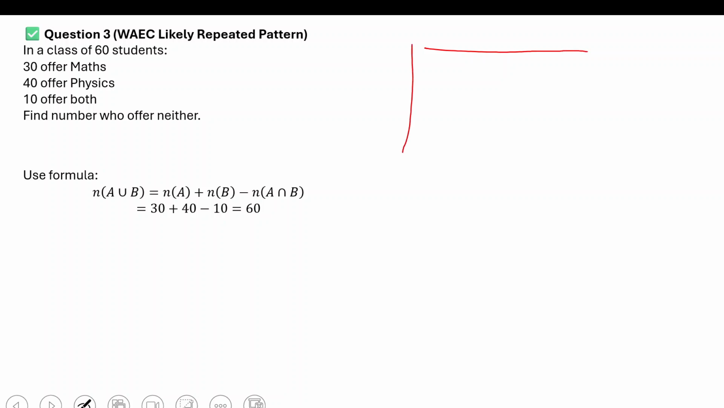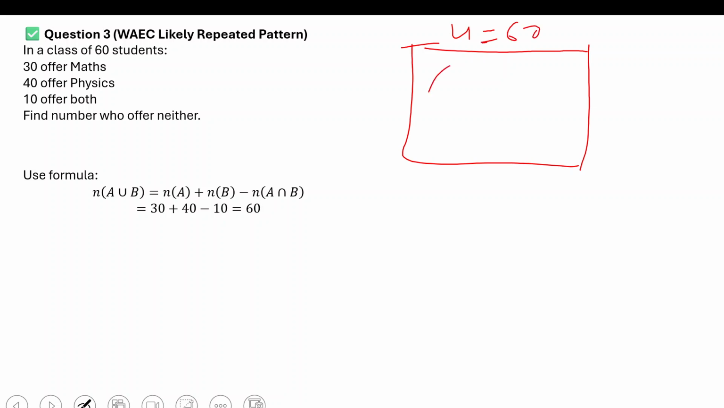So this one, he said in a class of 60 students, 30 offer maths, 40 offer physics, 10 offer both. Find the number who offer neither. So I can just quickly use a Venn diagram to do this. If I have the Venn diagram that looks like this, the universal set is 60. This is a class of 60 students.